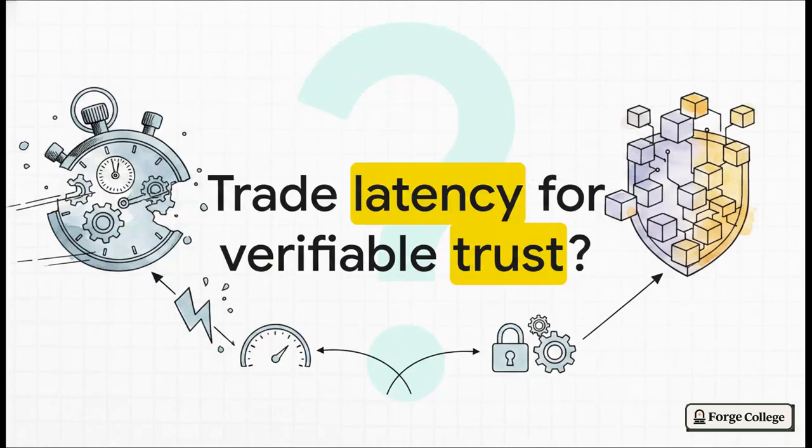So I want you to just pause on this question for a second. Are you willing to trade raw platform latency for verifiable trust and permissionless composability? It's a genuine question you have to ask yourself when designing these systems, because every single architectural choice in a blueprint has a tangible cost. You want ultimate trust? Well, you might just have to sacrifice a few milliseconds of loading speed to get it.